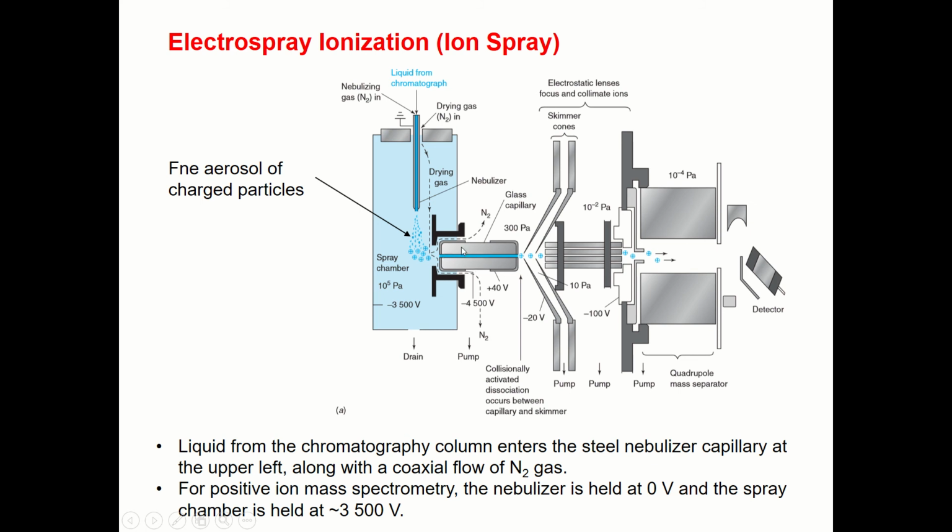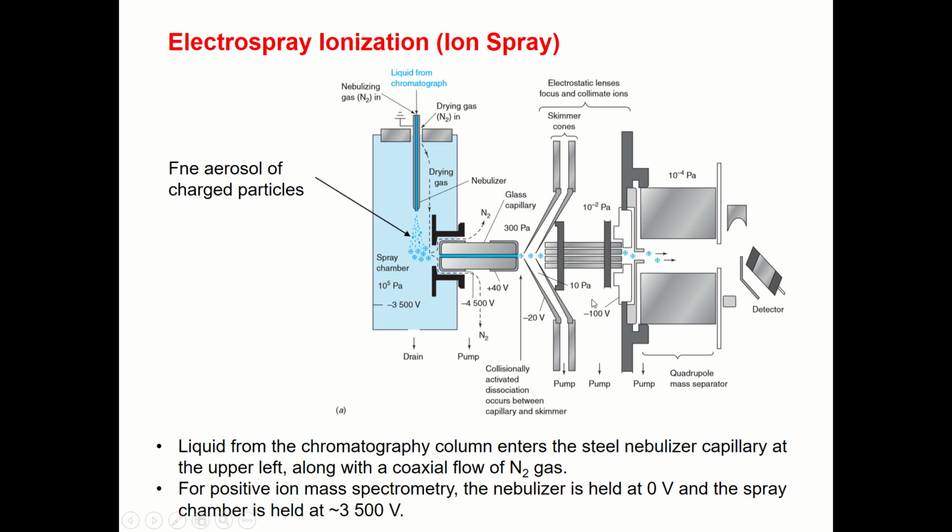This is a glass capillary, a very thin capillary. Most of your sample is drained through this hole, and a very small amount enters this glass capillary, which also has a potential applied. Then an extremely small amount of your already charged sample enters this skimmer cone. The skimmer rejects most of the sample, and only an extremely small amount passes through this part, called electrostatic lenses, which focus and collimate the ions. These ions enter, in this case, a quadrupole mass separator, and are detected.